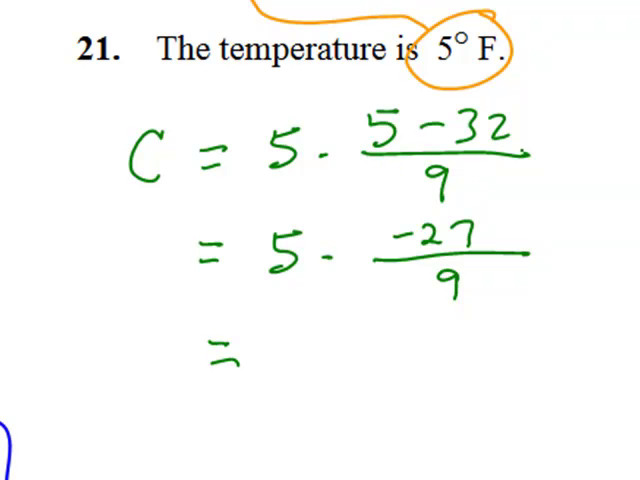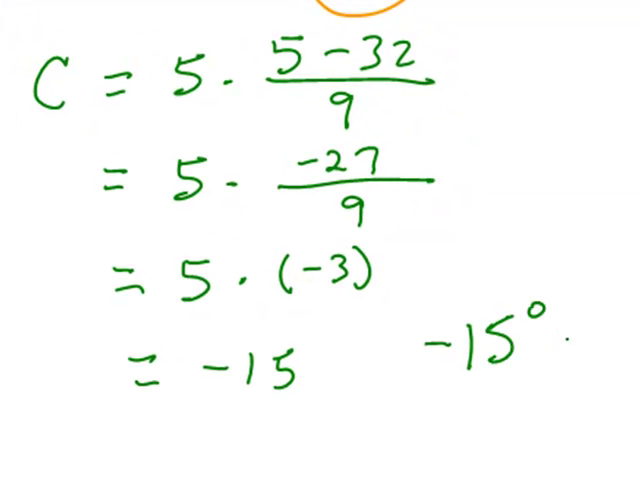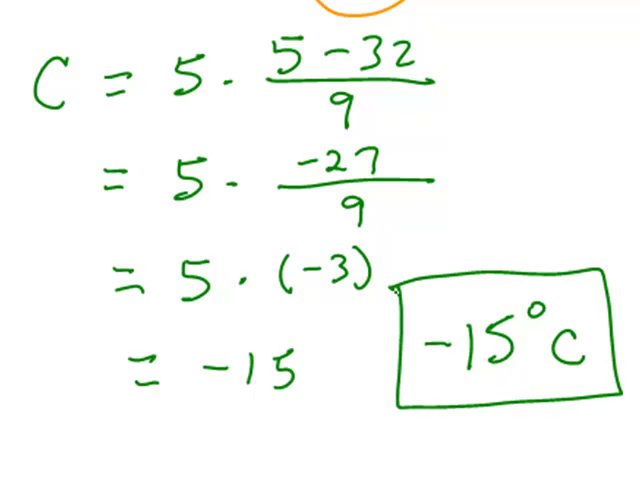The fraction bar is a grouping symbol, so it requires us to do things first there before we do anything with the 5 times. Negative 27 divided by positive 9 is negative 3. And 5 times negative 3 is negative 15. Again, this is degrees Celsius. So we put the degree mark and we put the C because we're working with Celsius here.